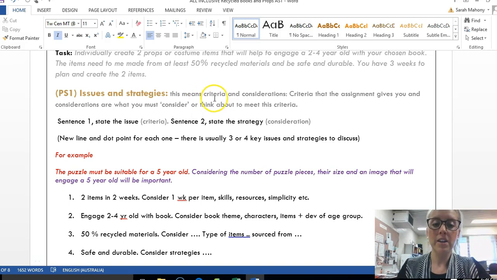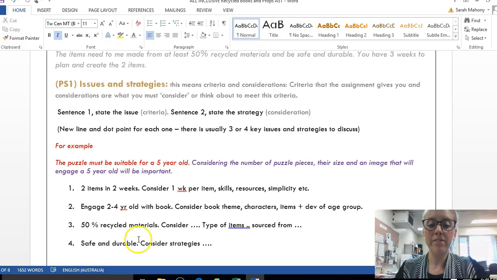Basically, it means the criteria and considerations for the assignment. So the criteria that the assignment gives you and the considerations are what you're going to consider or think about in order to meet it when you make your choice. So basically, this is a way of documenting all the thinking that goes into deciding on what you're actually going to make. Because as you're looking through ideas and activities and things, you would be eliminating things based on the fact that it doesn't suit the assignment. So this is how you actually document the thinking that went on beforehand.